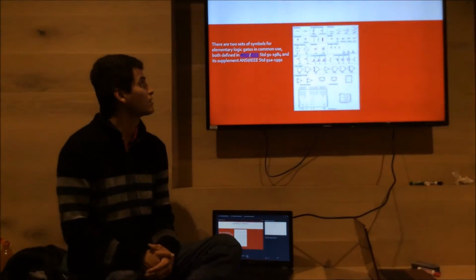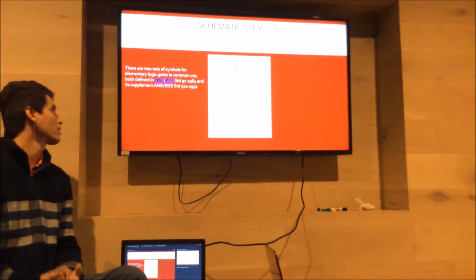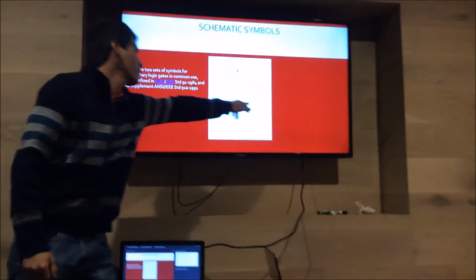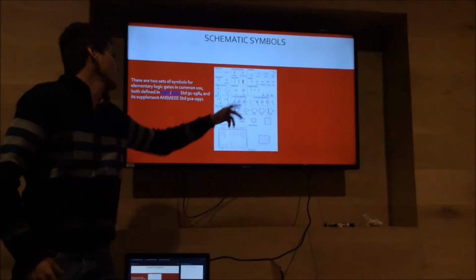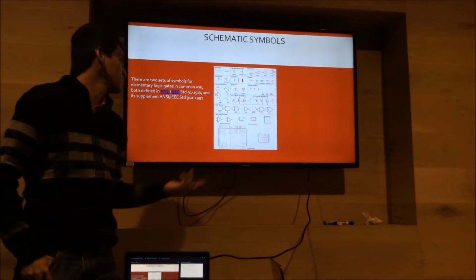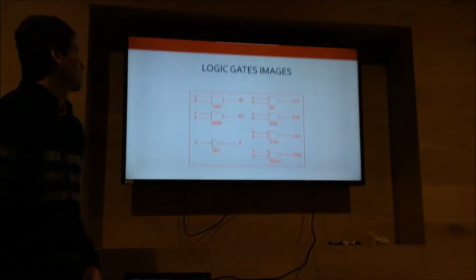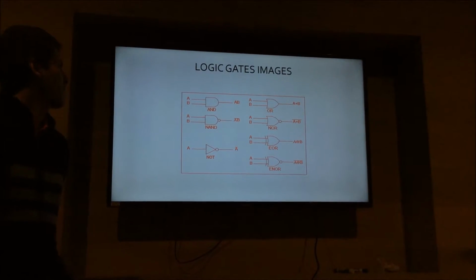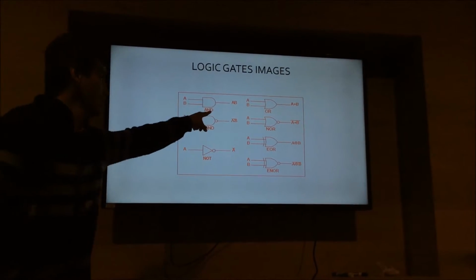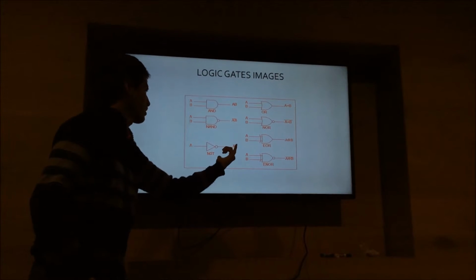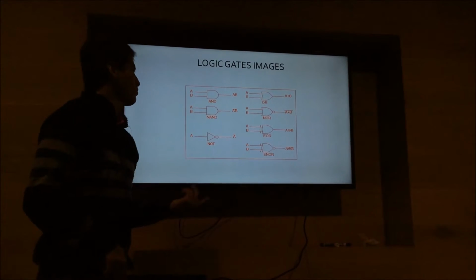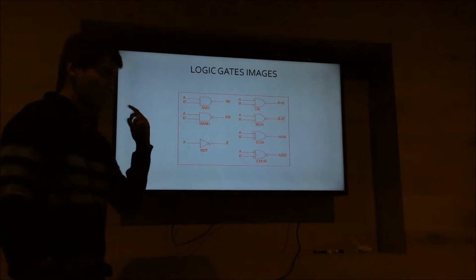In this case, we have the schematic symbols, and I'm just going to talk about the logic gates. The other ones are just about electronic systems and other things. Those are the most common logic gates in the world. This is the AND, this is the OR, and this is the XOR. Their function is very simple.